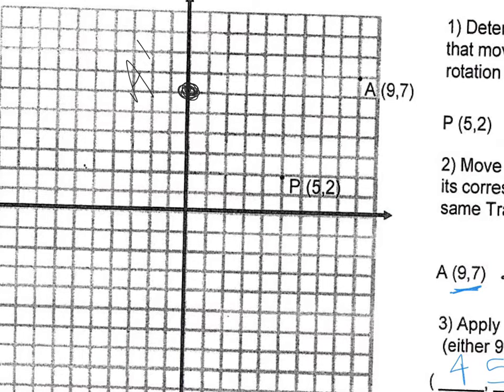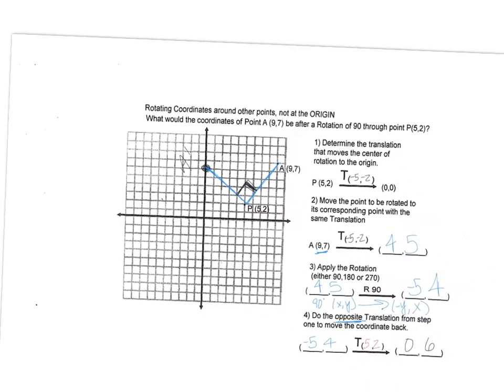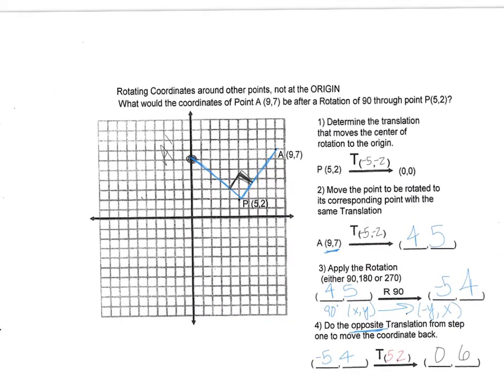Now think about it for a second. If I connect P with A, and then connect P with A prime, you will notice something interesting. We have created a right angle, or a 90-degree angle, right here. I know that's a 90-degree angle because of their slopes, but also because we just did the rotation of 90 degrees. And when I look at my picture, that does appear to be the center of rotation.